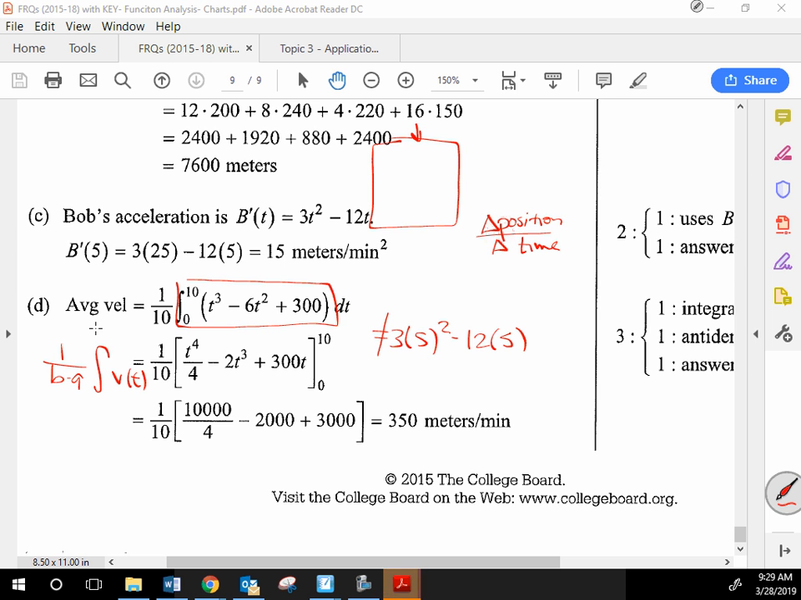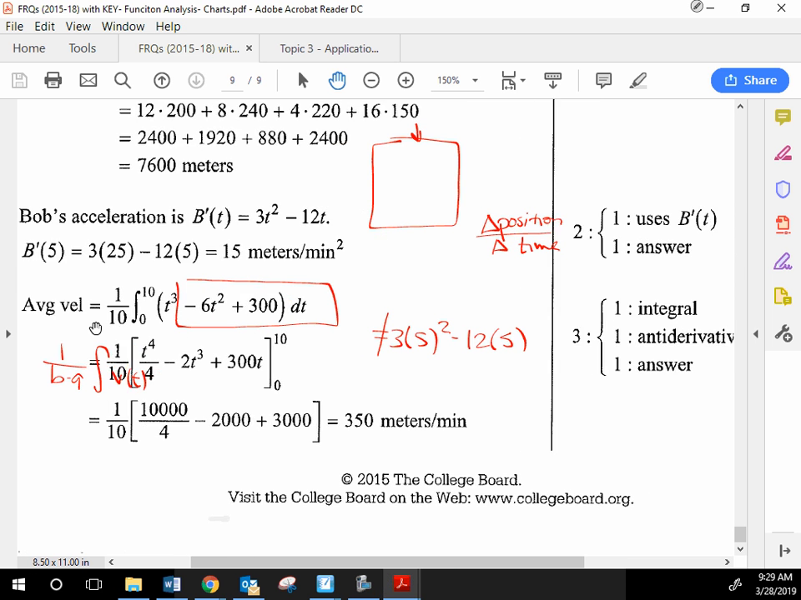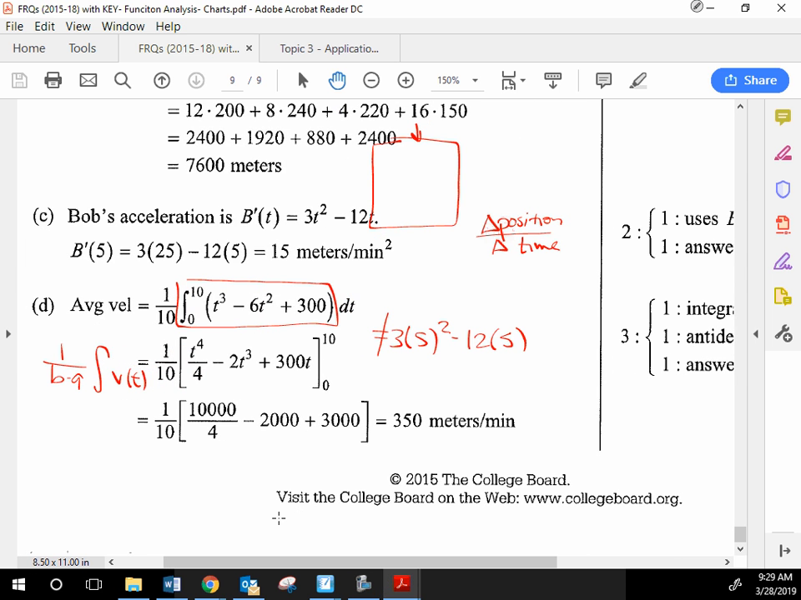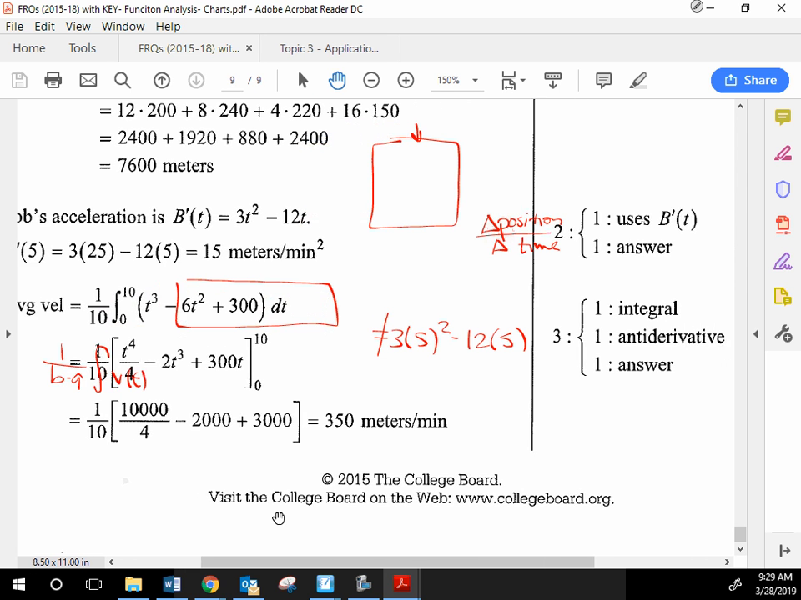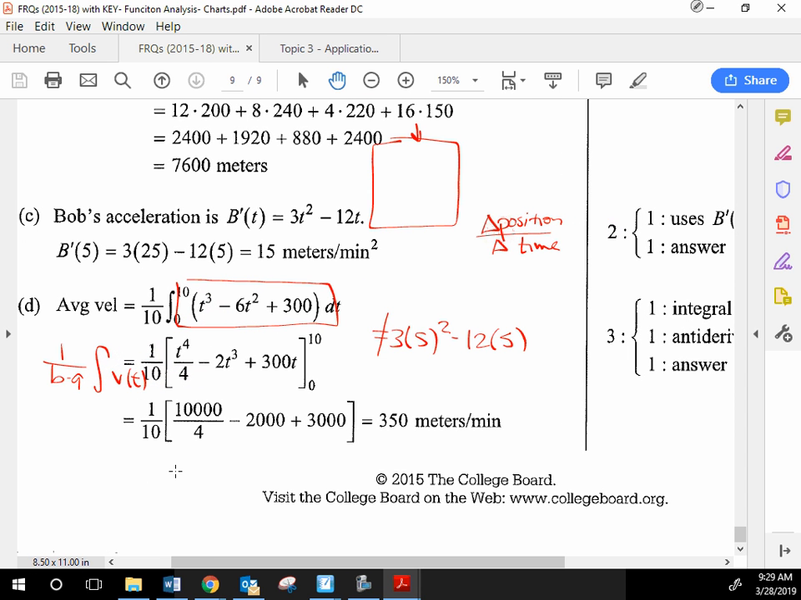So either way there. So you have 1 point for your integral. Again, you have to have the 0 to 10 and your dt. We have that 1 over 10 in front. And then 1 point for our antiderivative, and then 1 point for your answer. Again, you don't have to simplify down to 350. You could have stopped right there.